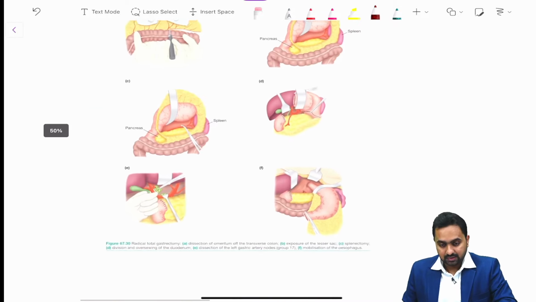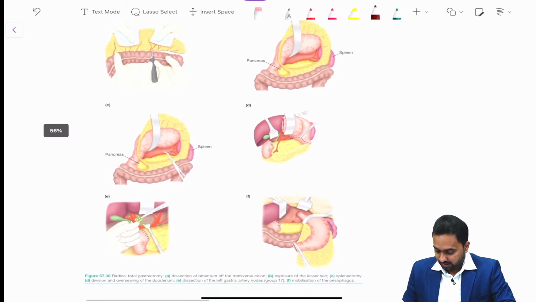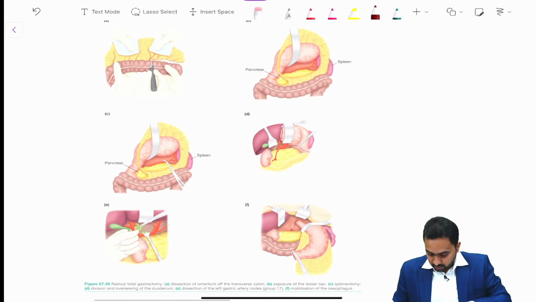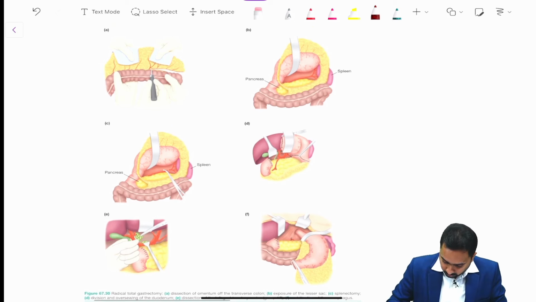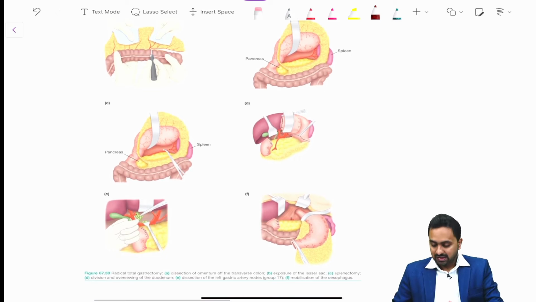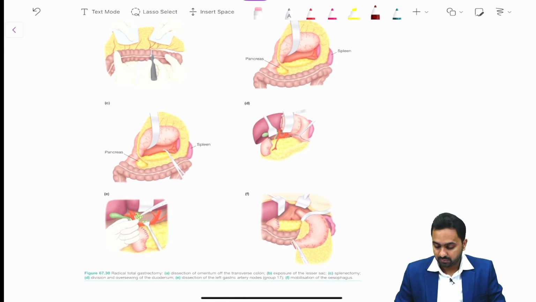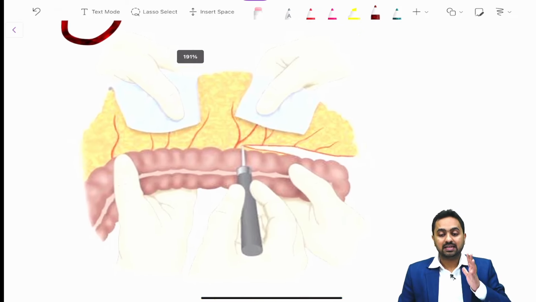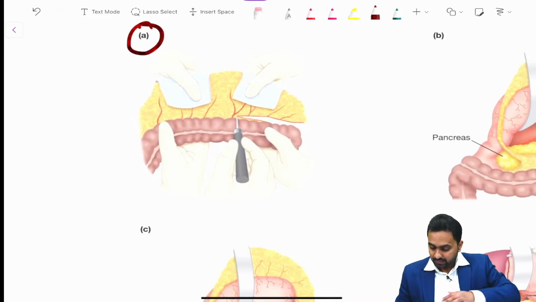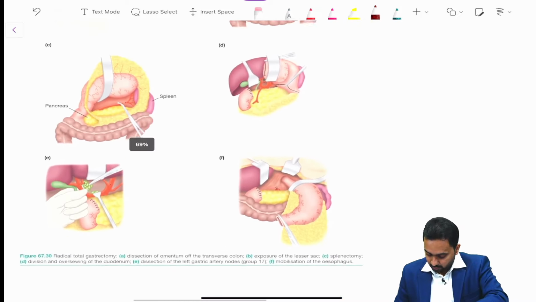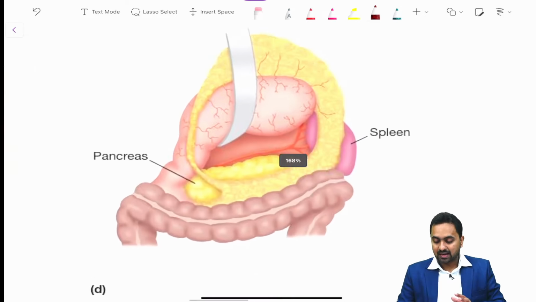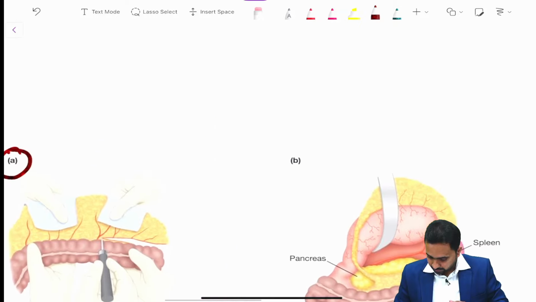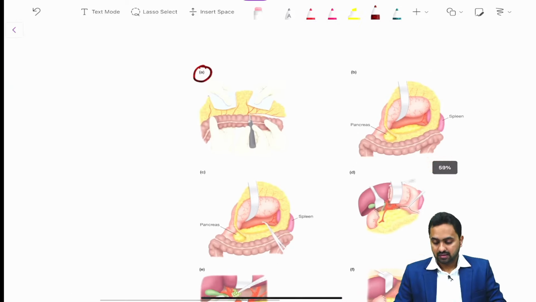Now, this is the image of radical total gastrectomy, which has been shared in the Bailey and Love textbook. If you see step A over here, it is dissection of the omentum from the transverse colon. You can see the omentum being dissected off the transverse colon. Then we have step B, where the lesser sac is being exposed.